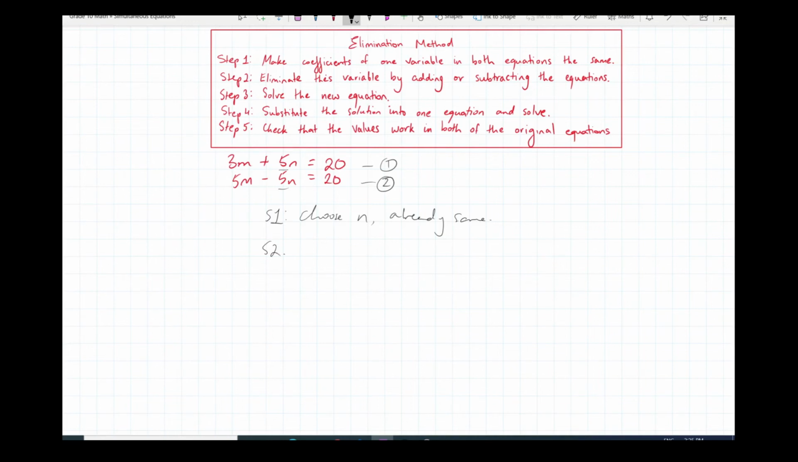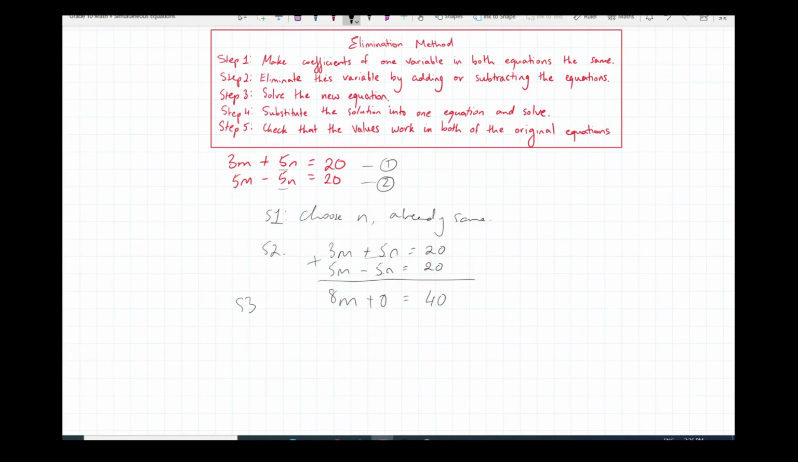Step 2 is eliminate this variable by adding or subtracting the equations. As we can see that this is a plus 5 and this is a minus 5. So here we need to add, because plus 5 plus minus 5, which is 5 minus 5, will give us 0. So that's 8m, this is just 0, equals 40.